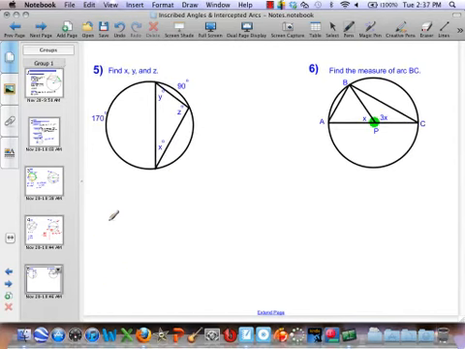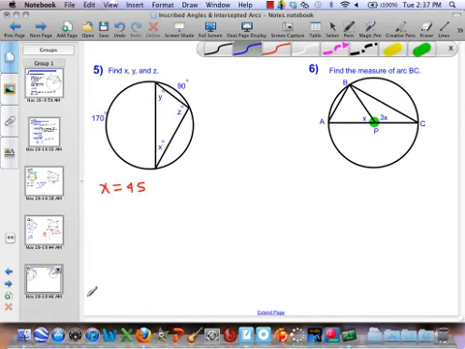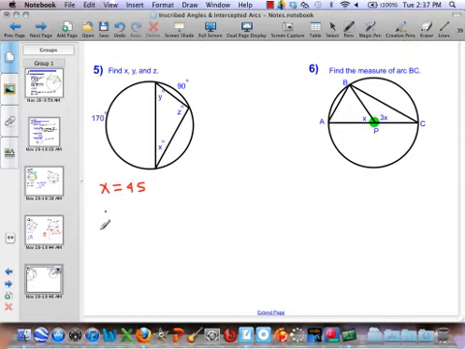All right, take a look at number 5. Right off the bat, what can you tell me? X is 45. All right, x is 45. How'd you get that, Taya? 90 divided by 2, 45. Very good. All right, what else can you guys tell me? Z is 85. How'd you get that? 170 divided by 2.